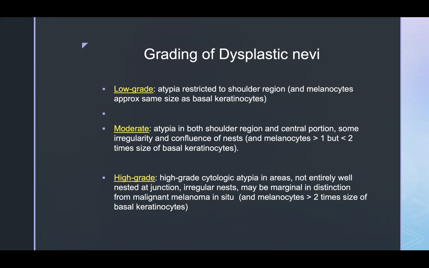And high grade usually involves atypical areas not entirely well nested at the junction, irregular nests, and may be marginal in distinction from malignant melanoma in situ. Also, the melanocytes are usually greater than 2 times the size of basal keratinocytes.